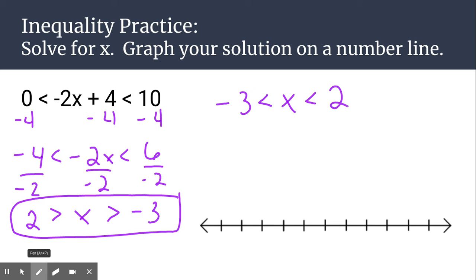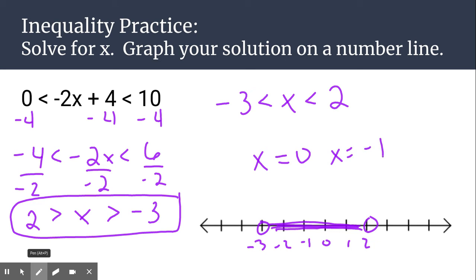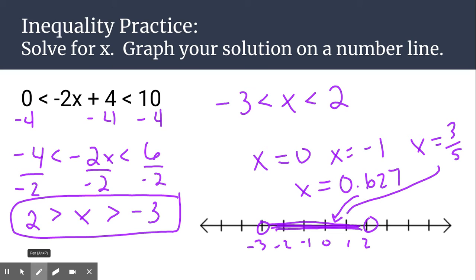So now when I put this on my number line, -3, -2, -1, 0, 1, 2, I have open circles here, and I know I need the x's all in between. Those are the x's that make this thing true. Again, I could test anything. I could test x equals 0 or x equals -1 or even x equals 0.627. That's on the number line in here, right? x equals 3/5. That's on the number line between 0 and 1. All of those values would make my original inequality true.